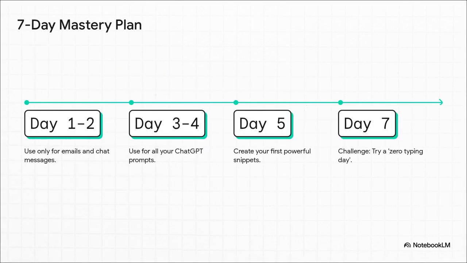So here's the game plan. For the first day or two, just use it for your emails and Slack messages. On days 3 and 4, level up to using it for your ChatGPT prompts. On day 5, go in and create those powerful snippets for your repetitive tasks. And then by day 7, challenge yourself to a 0 typing day. It's a nice, structured ramp up that makes becoming an expert feel totally achievable.